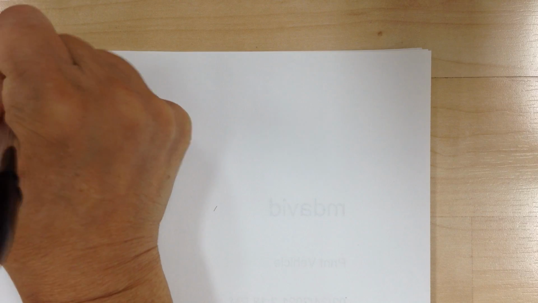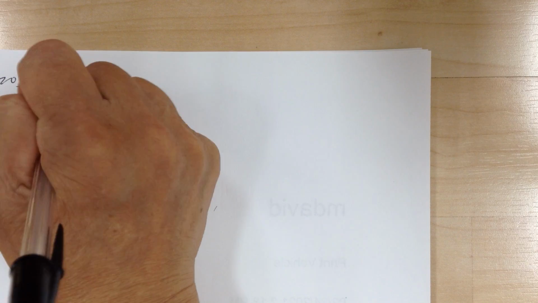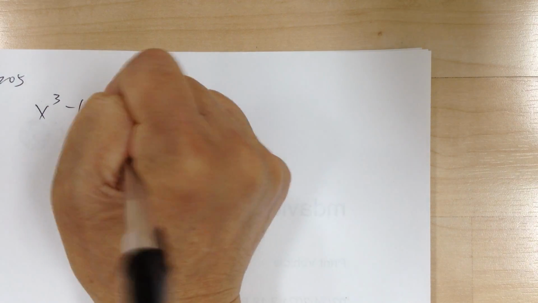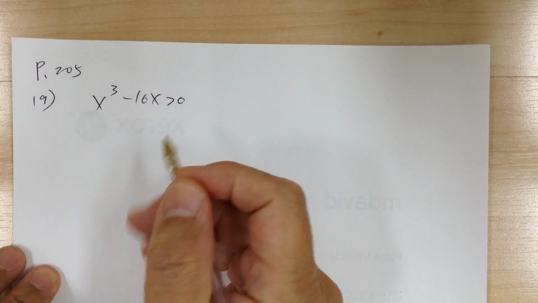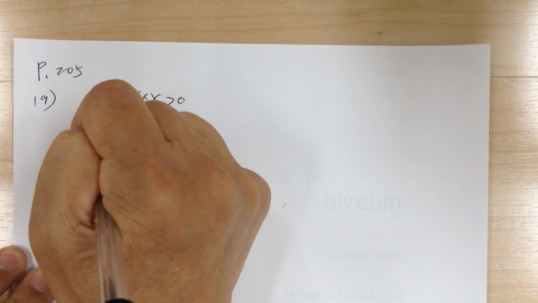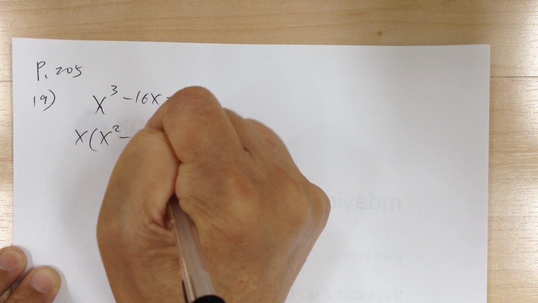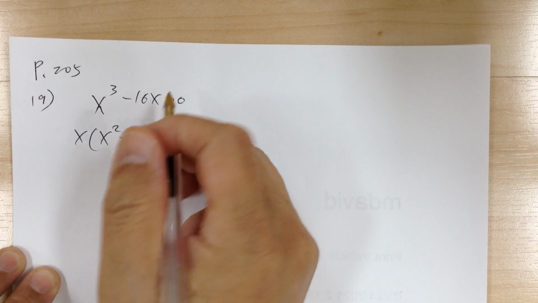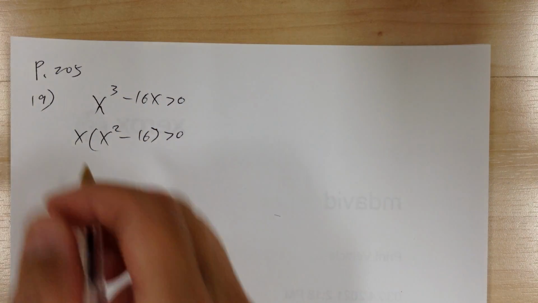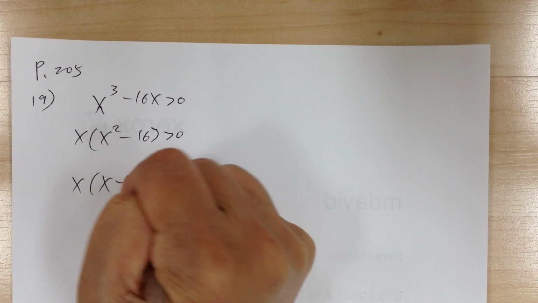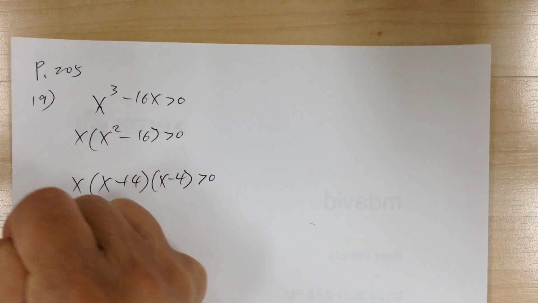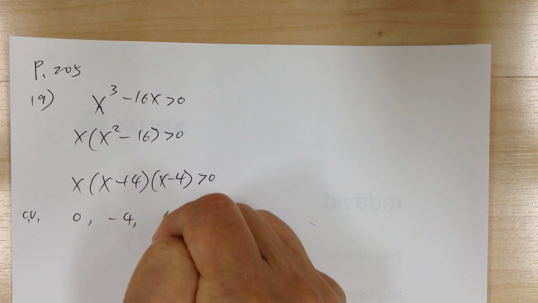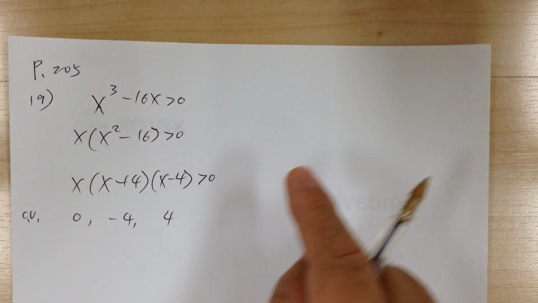Let's go to page 205, number 19. Here you have x to the 3 minus 16x greater than 0. First you have to do the factoring. So step 1, factor out the x. You get x squared minus 16 is greater than 0. And then you can factor more. So you're going to get x times x plus 4, x minus 4 is greater than 0. So your critical values are 0, negative 4, and positive 4. Set each of these equal to 0 and you solve.